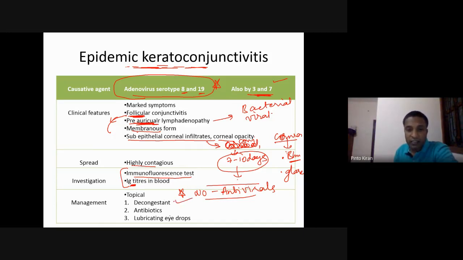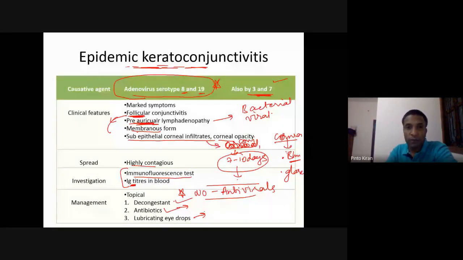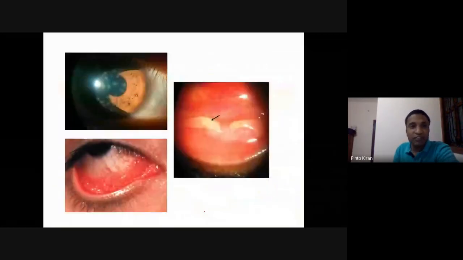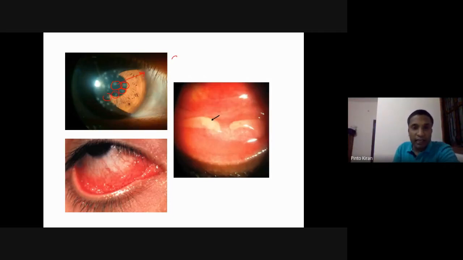One is a decongestant, antibiotics to prevent the secondary infection, then lubricating eye drops just to wash out all the virus or to reduce the viral load. These are the different clinical manifestations. These are the subepithelial corneal infiltrations. This will produce glare and photophobia.